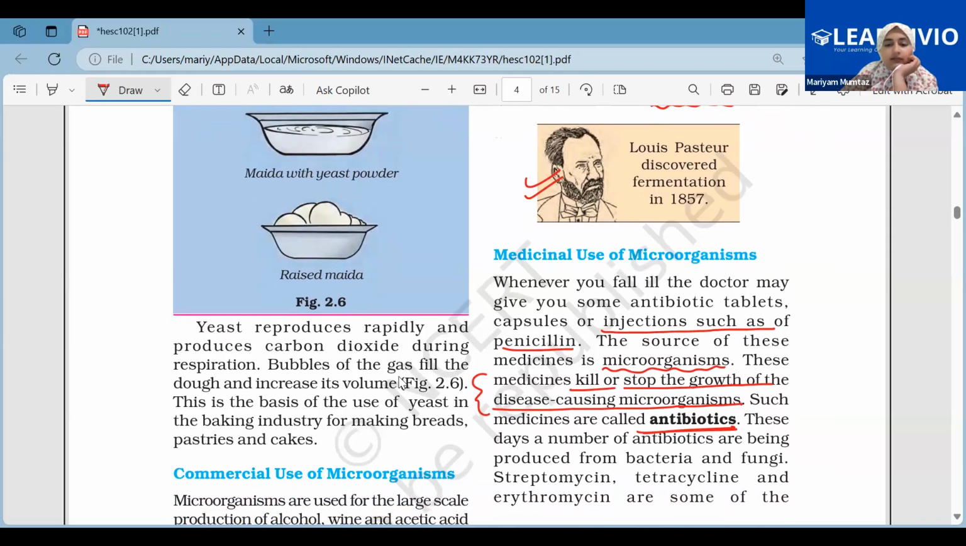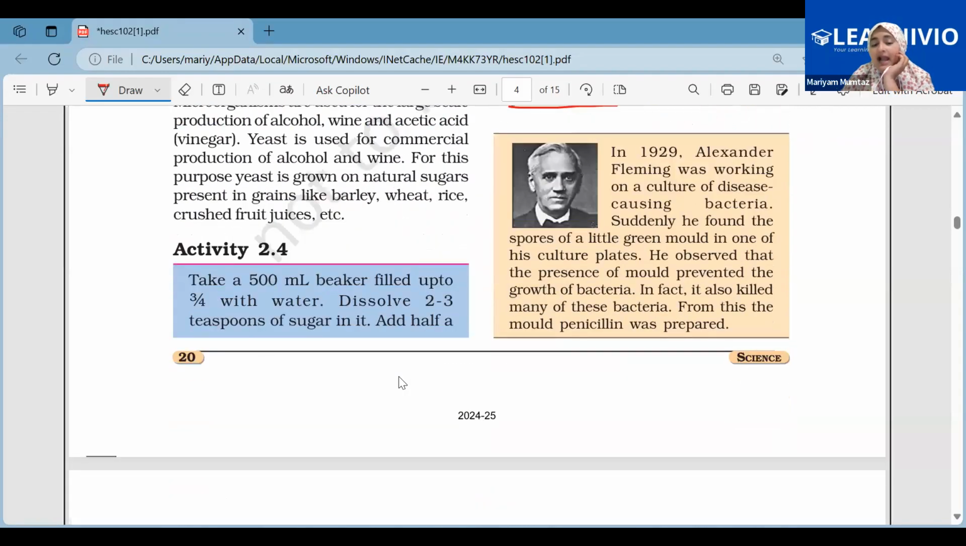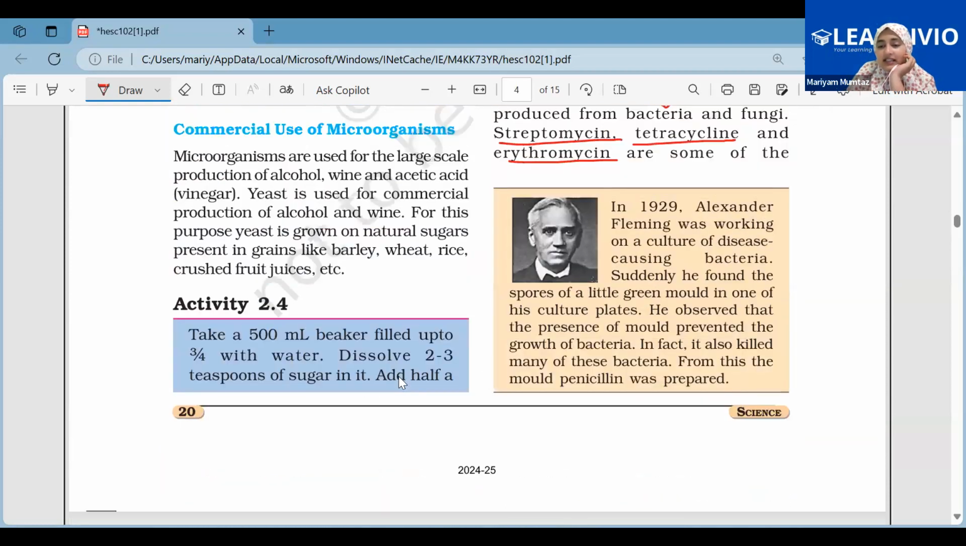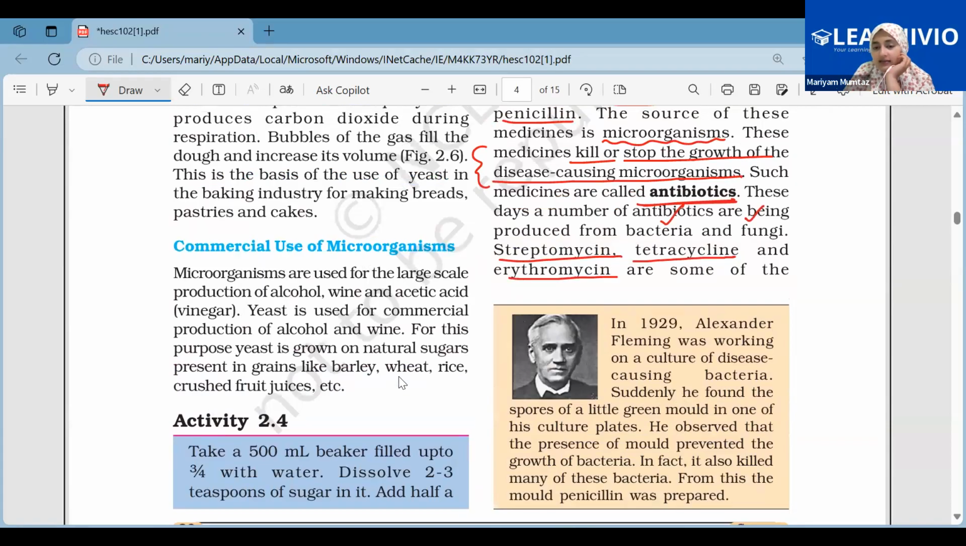Now, these days, a number of antibiotics are being produced from bacteria and fungi. Streptomycin, tetracycline, and erythromycin. These are the names of some antibiotics which are made from fungus and bacteria. Streptomycin, erythromycin, right, and tetracycline. Clear?